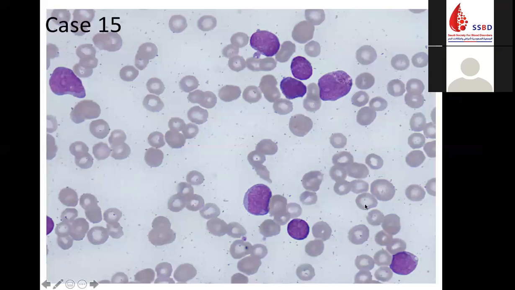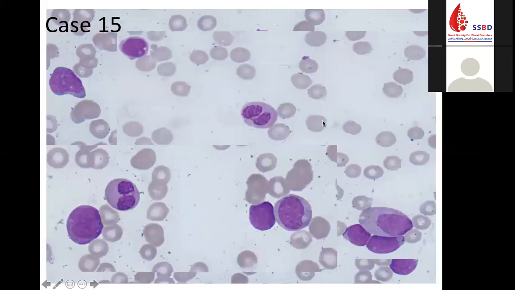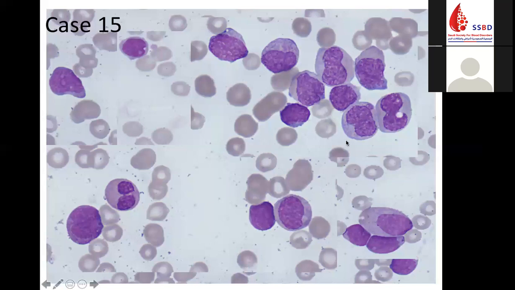So we have variable size blasts, a small one with high N:C ratio, prominent nucleoli, open chromatin. Others are larger with more cytoplasm. This one with granulations, prominent nucleoli. This one is larger but without granulation. We have dysplastic changes also. So we have here pseudo-Pelger neutrophils with different ranges of blasts as we mentioned before. And also we have some dysplastic left-shifted granulocytes, mostly hypogranular, and small blasts with irregular nuclear contour.